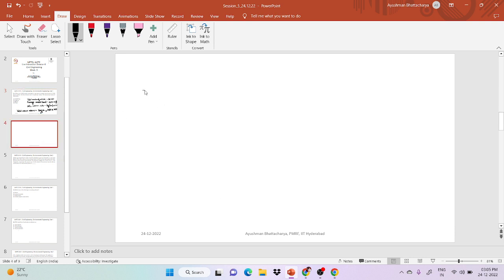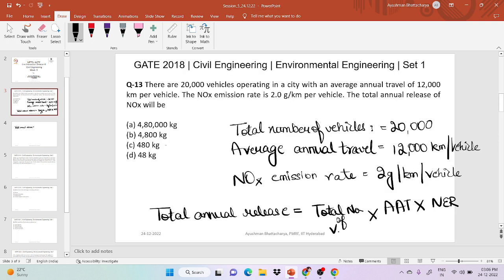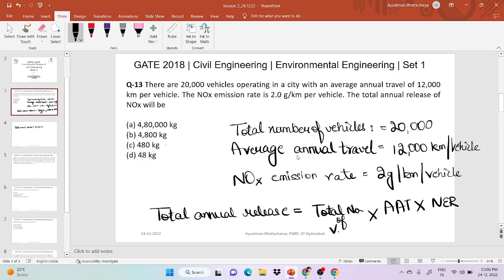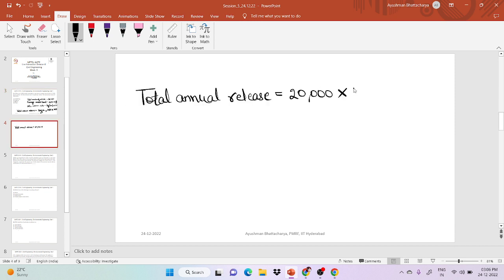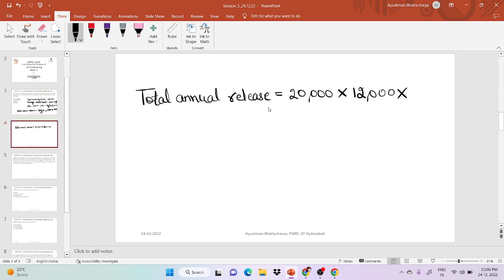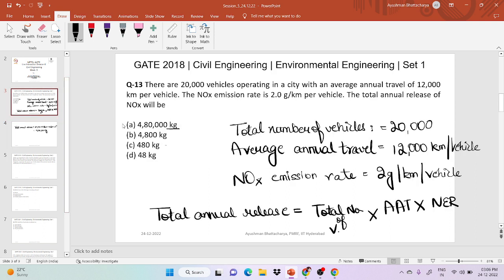Okay. So now to calculate the total annual release, the total number of vehicles is 20,000, the average annual travel is 12,000, and the NOx emission rate is 2 gram per kilometer per vehicle. So here it is in gram, and in the answer it is mentioned in terms of kg. So we have to convert this gram into kg. So 2 into 10 to the power minus 3 kg. So now the total value will come out to be 4,80,000 kg. So option A is the correct option.